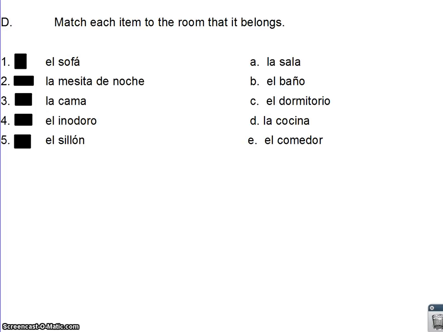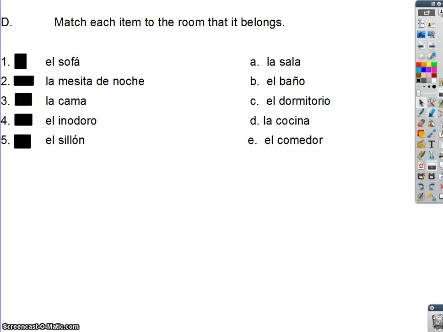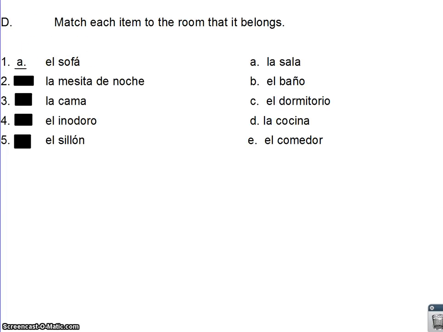I'm going to go through the exercises backwards because I asked you guys to go through the exercises backwards. So quickly, here are the answers for part D. El sofá belongs in la sala because that's the living room. The couch goes in the living room.